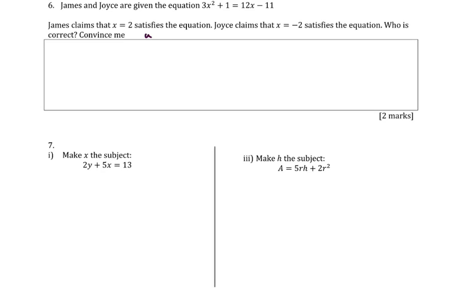So James and Joyce are given this equation. James claims that x is 2 satisfies the equation. Joyce claims that x is negative 2 satisfies the equation. Who is correct? Convince me. So this is a question about substitution. Okay. So to show something satisfies an equation, you substitute it into the equation. So for James, let's substitute in 2. So 3 brackets 2 squared plus 1. Is this the same as 12 brackets 2 minus 11?